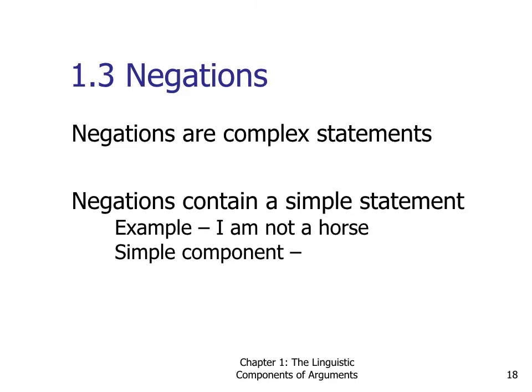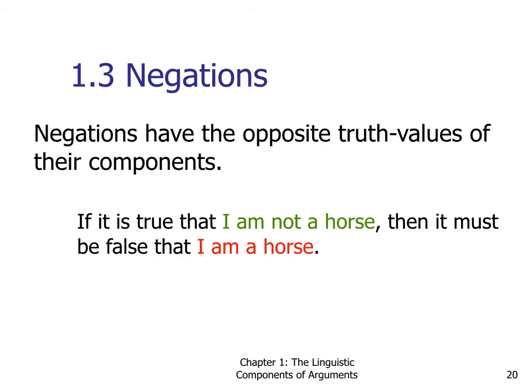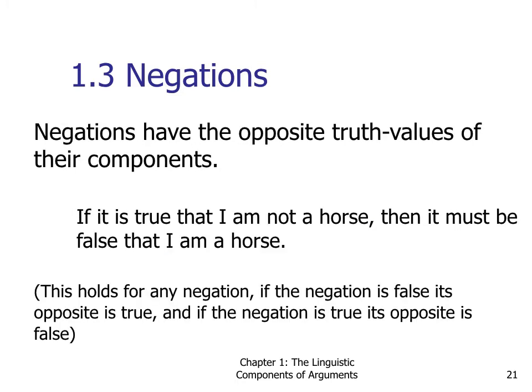For example, in the negation, I am not a horse, what is the simple component? Well, we remove the negation and we get, I am a horse. And remember, if it's true that I am not a horse, then it must be false that I am a horse. Negations have opposite truth values. And this holds for any negation. If the negation is false, its opposite is true. And if the negation is true, its opposite is false.